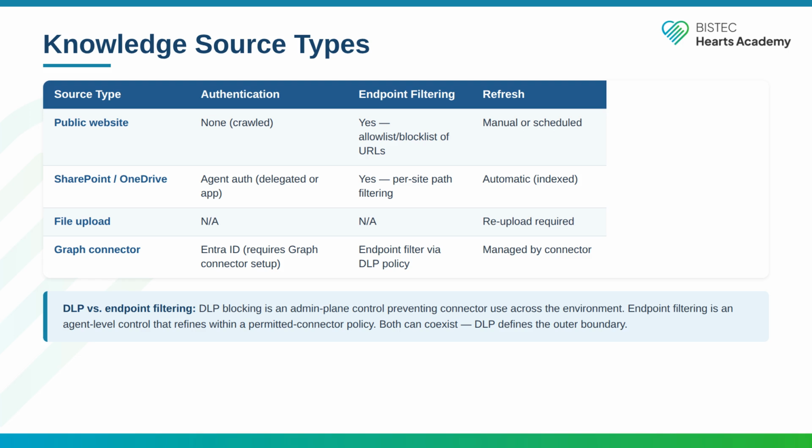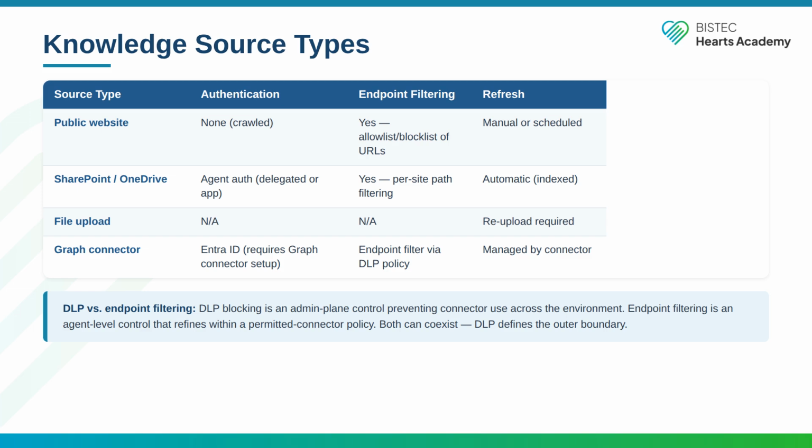The relationship between DLP policy blocking and endpoint filtering is critical to understand. DLP blocking is an admin plane control that prevents connector use entirely across an environment. It is set in the Power Platform Admin Center and affects every agent in the environment simultaneously. Endpoint filtering is an agent-level control that refines which URLs or site paths are queried within a connector that DLP already permits. Both controls can coexist. DLP defines the outer boundary. Endpoint filtering narrows within it. Endpoint filtering cannot override a DLP block.